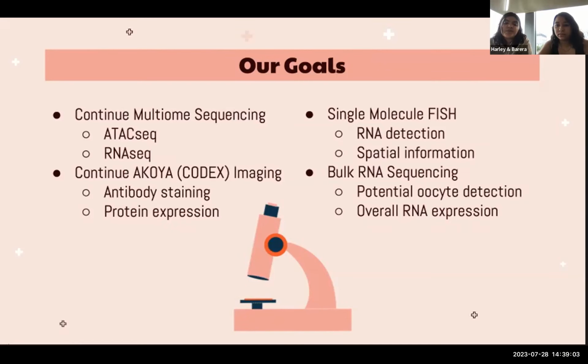transcriptomics of our samples. We will also begin doing bulk RNA sequencing on the uterus. Bulk RNA sequencing allows us to see the overall RNA expression in the tissue, as opposed to multiome, which gives us a single cell level of expression. This will allow us to potentially detect markers that should be present in the multiome that are absent, for example, the oocyte.